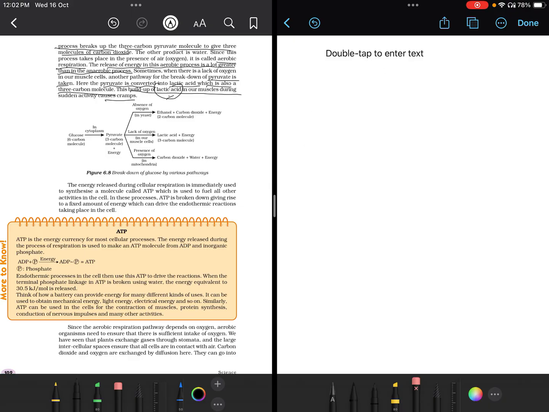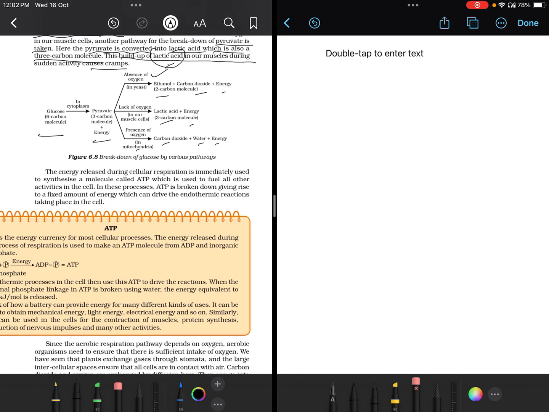Here is the glucose. First step, glucose converted into pyruvate and some energy. Now this pyruvate can be broken down in absence of oxygen into ethanol, carbon dioxide, and energy. Again, in our muscles, it can be converted to lactic acid and energy, and in presence of oxygen in mitochondria, remember, in mitochondria, in presence of oxygen, carbon dioxide, water, and energy. So it's clear to all.